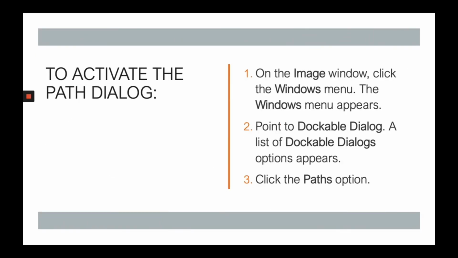To activate the paths dialog, on the image window, click the Windows menu. The Windows menu appears. Point to dockable dialogs. A list of dockable dialog options appears. Click the paths option.